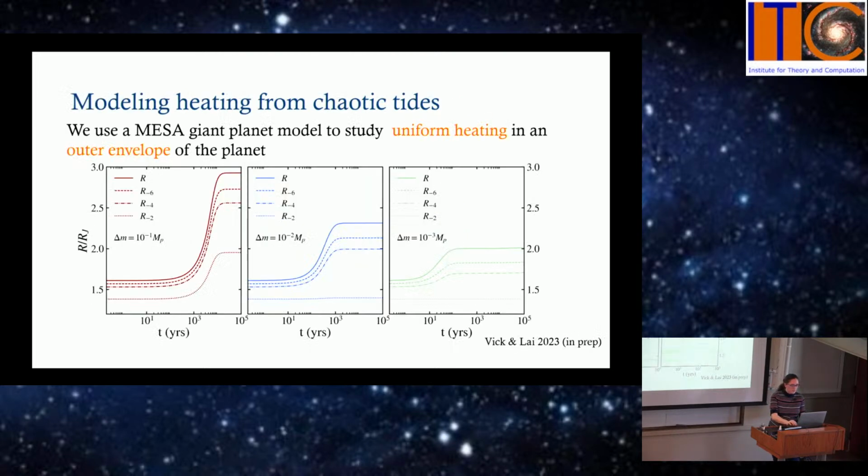So that gives an idea that a lot of this energy is going to be dissipated toward the surface of the planet. So we can model what happens if you have uniform heating in some outer envelope of the planet, and this is parameterized here. The different panels show different depths of heating, ranging from the deepest heating on the left to the most shallow on the right. Here, the heating only occurs within the outer thousandth of mass of the planet. And you can see that the shallower the heating, the less the radius of the planet inflates.